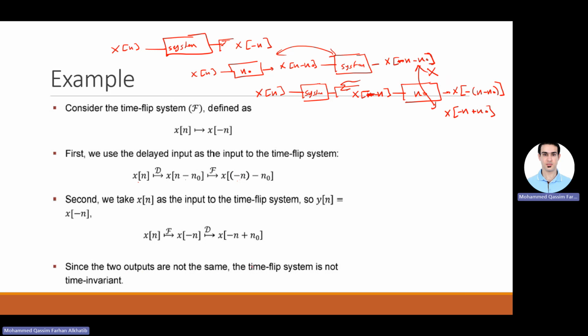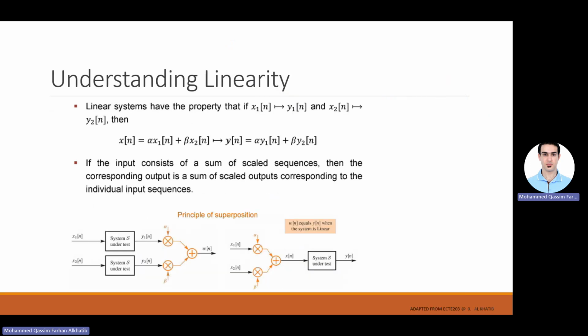So since the two outputs are not the same, the time flip or time reversal system is not time invariant, or you can say time variant. It is a time variant system. Right? Is it clear how to test time invariance? So you have the system and the delay. First thing, you do the delay, apply to the system, see the output. The second part, apply the system, do the delay, and check the output. If they are the same, then the system is time invariant. If they are not the same, then the system is not time invariant. So that's about time invariance.